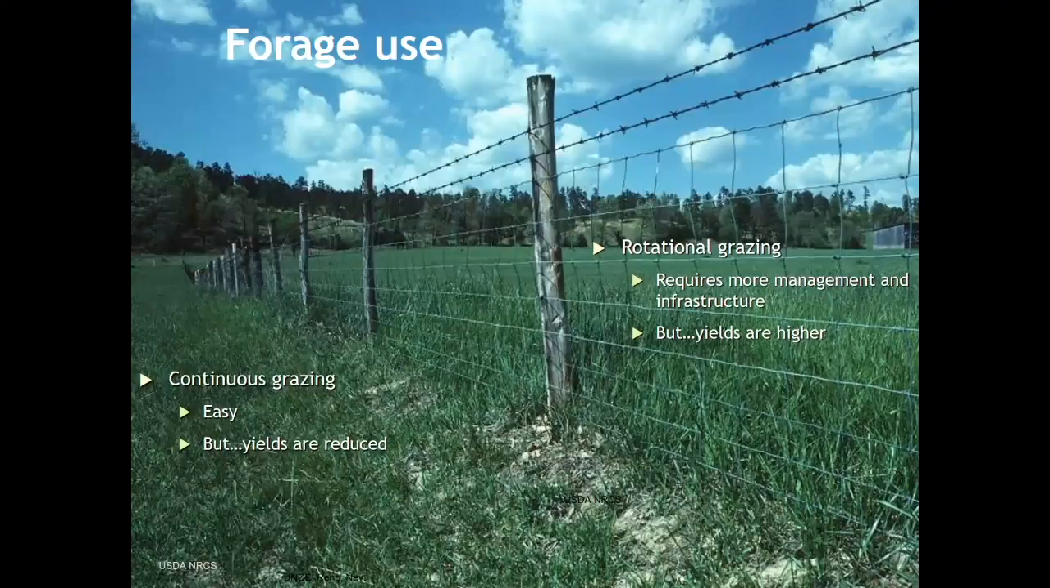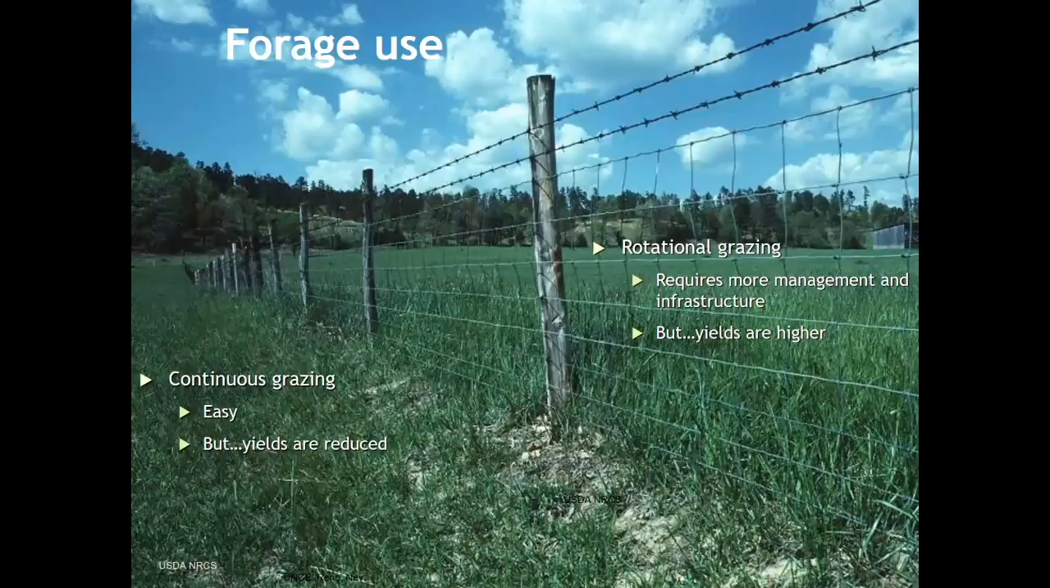Animals prefer certain species and will repeatedly graze them continuously, leaving those less desirable forages available. Over time, continuous grazing can destroy the preferred species, which will result in the less desirable species. And then pretty soon we have weeds dominating the pasture, which we don't want.